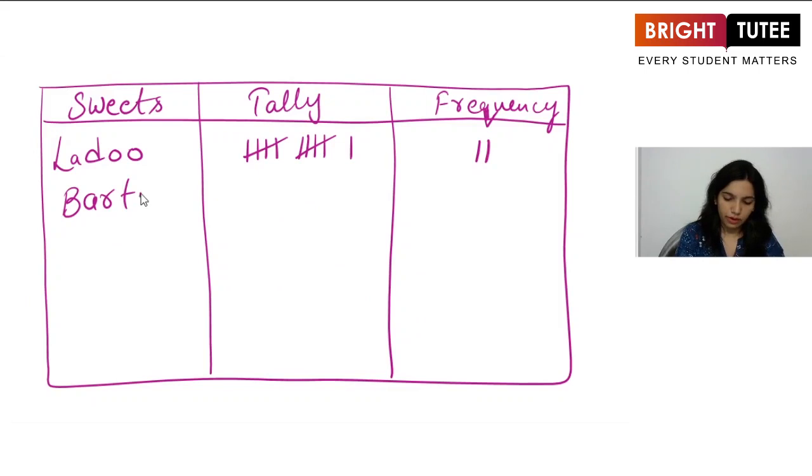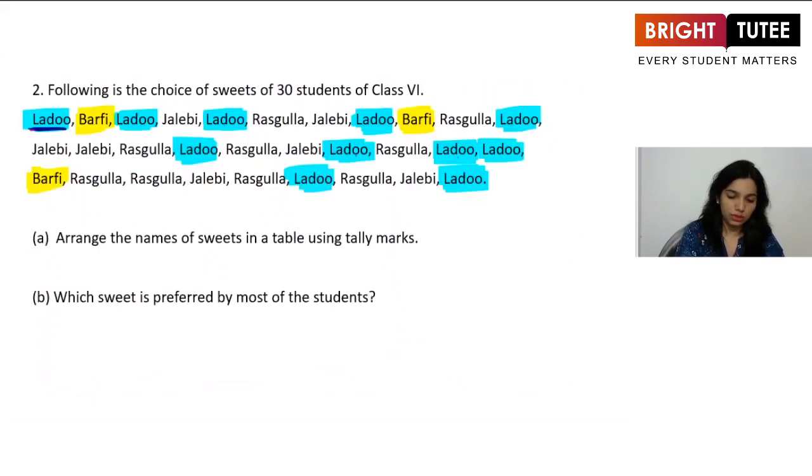So it is F-I, barfi. And it is how much? It's just a 3. So 1, 2, 3. Okay, so here it is 11 for laddu, 3 for barfi. Now let's see what other sweet do we have. It is jalebi. So 1, 2, 3, 4, 5, 6, 7 for jalebi.